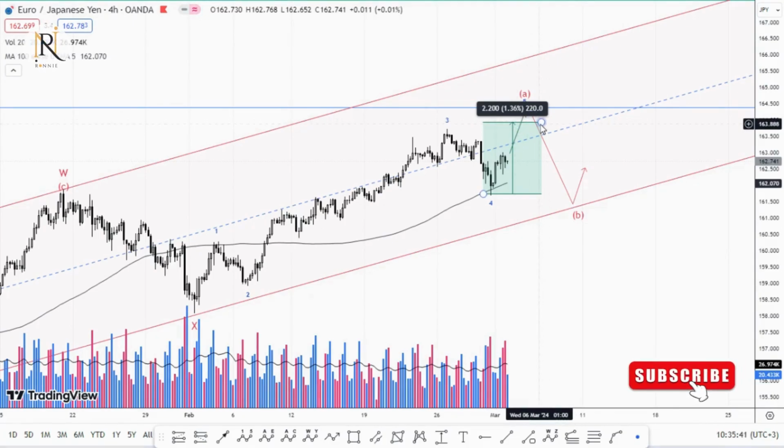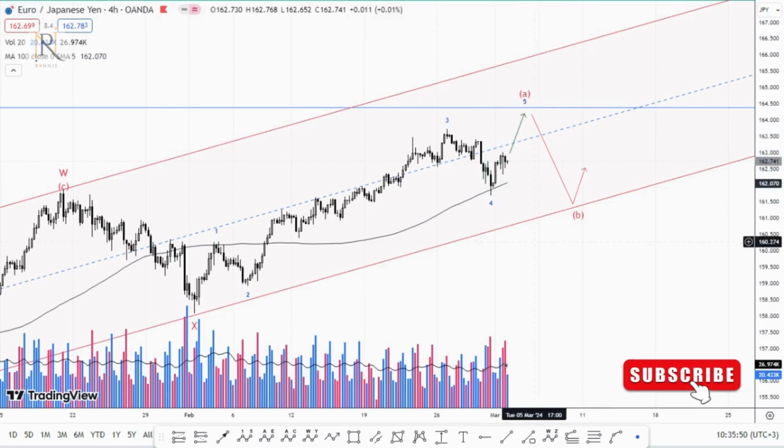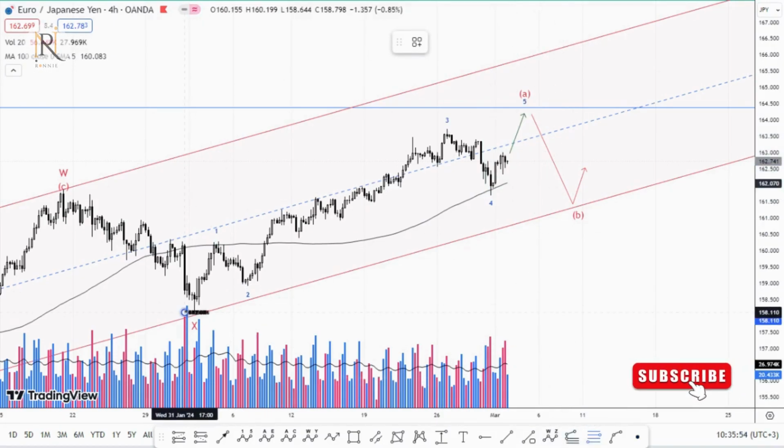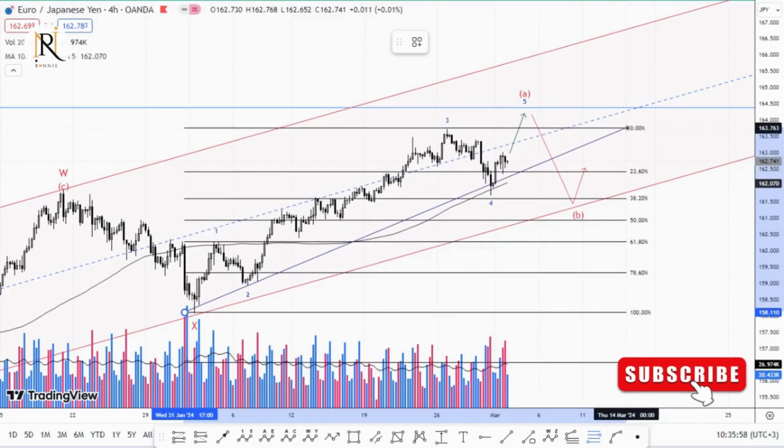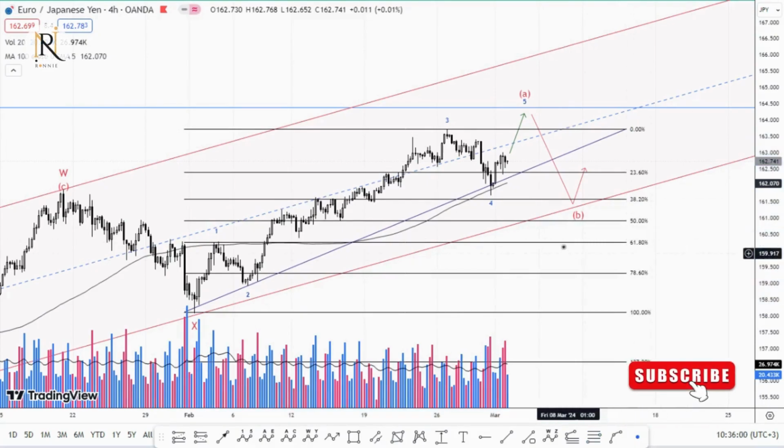So when we are looking at this, around 220 pips from the bottom of wave 4, what we can be expecting is wave 5 to be equal to 38%, 50%, or 61%. But we can take out 61%.